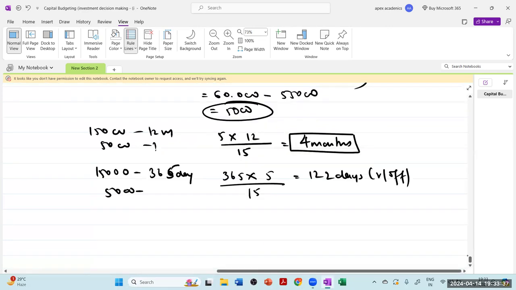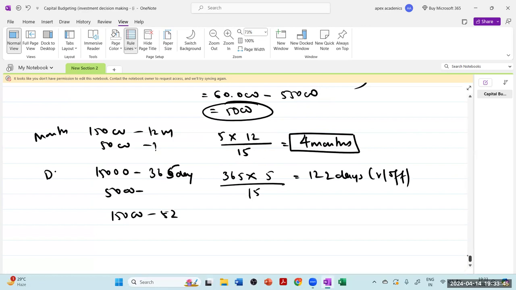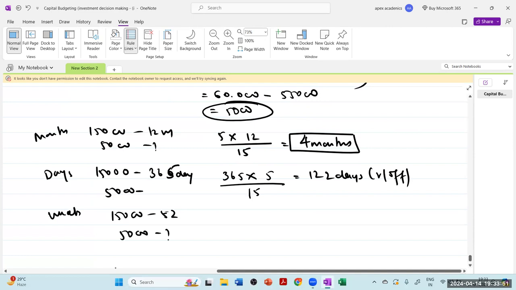Is this clear? Somebody will say, sir, tell me in weeks. Okay, 15,000 is earned in 52 weeks. So this was months, this was days, and this is weeks. So 5,000 will be earned in how many weeks? 5,000 multiplied by 52 divided by 15,000. What is your answer? 17.33.